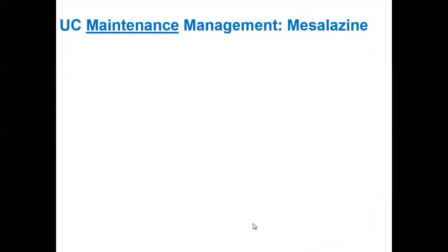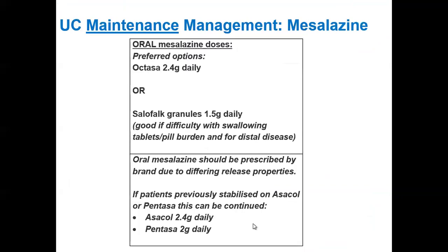And then what do we reduce to? So we're trying to reduce to maintenance treatment. And like all things, we want to have the patients on the least amount of medication that's controlling their disease. And so maintenance treatment, again, using the same drugs that I would use before. So if you've got a slightly different formulary, just amend. We would go down to Octasa 2.4 grams a day, or Salofalk granules 1.5 grams a day. And the quick ones among you would realize basically just half the dose and you take away the rectal product.